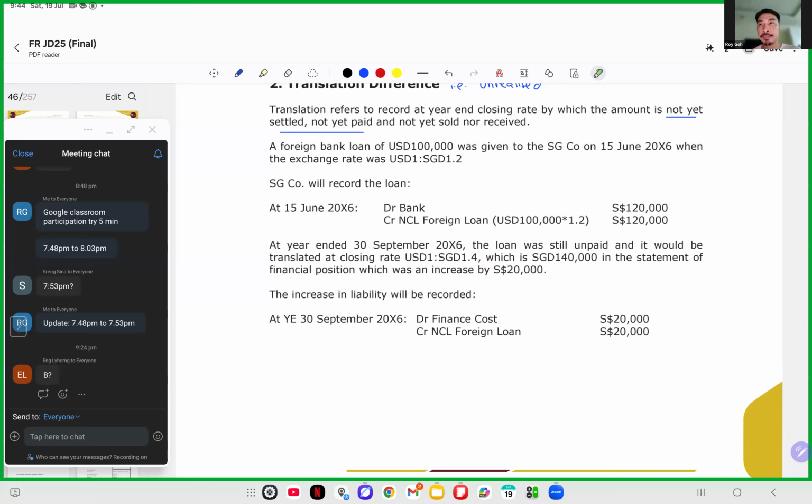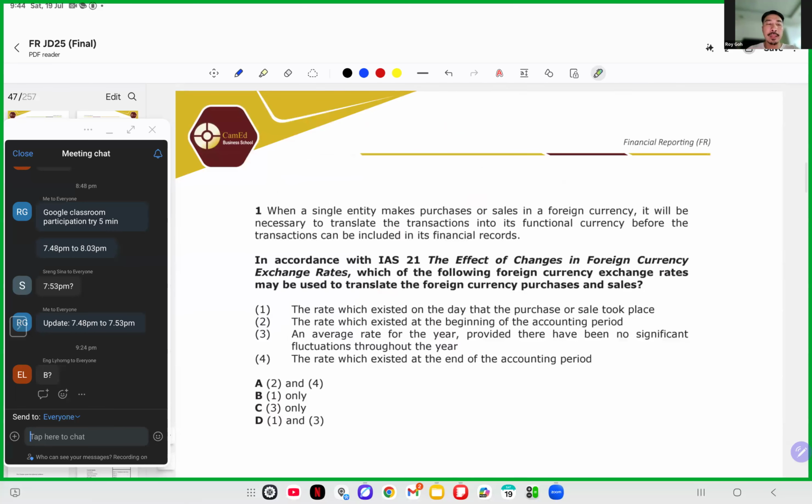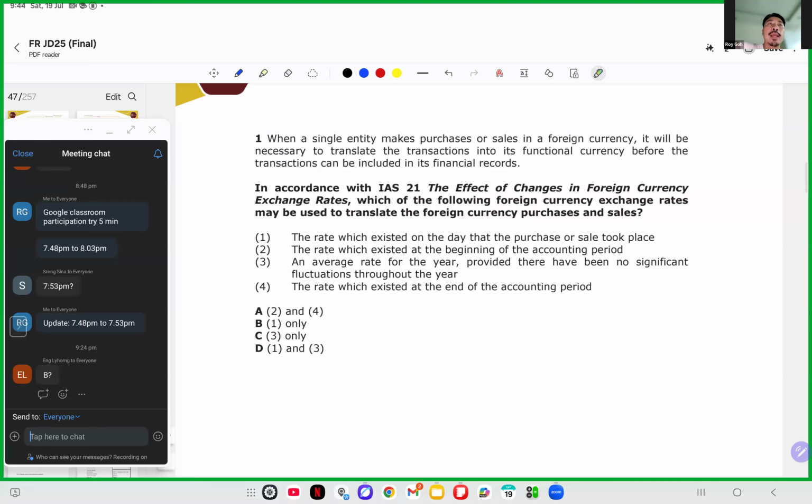Question? No? So this is exchange rate. Students in Cambodia are very strong in exchange rate because you handle this a lot. Okay, let's try question 1. Maybe you can take 3 minutes to try question 1. You have to pay attention to the keyword.